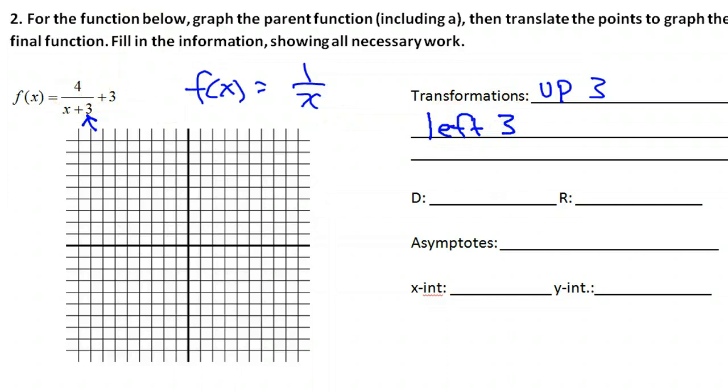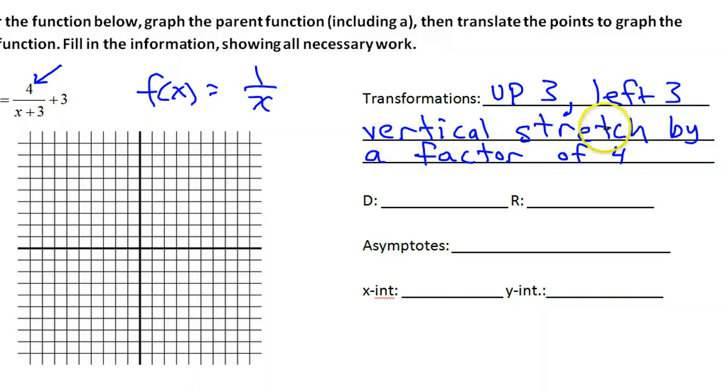And finally, we've got that 4 up there. Well, that 4 used to be a 1, so really it's like we're multiplying by 4. So that is called a vertical stretch. We call it a vertical stretch by a factor of 4. That's how you word that. So that's what we mean by transformations.